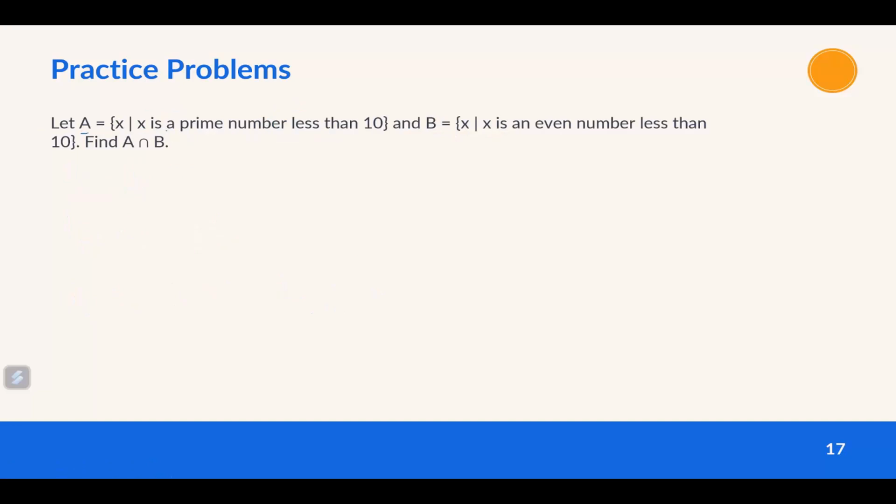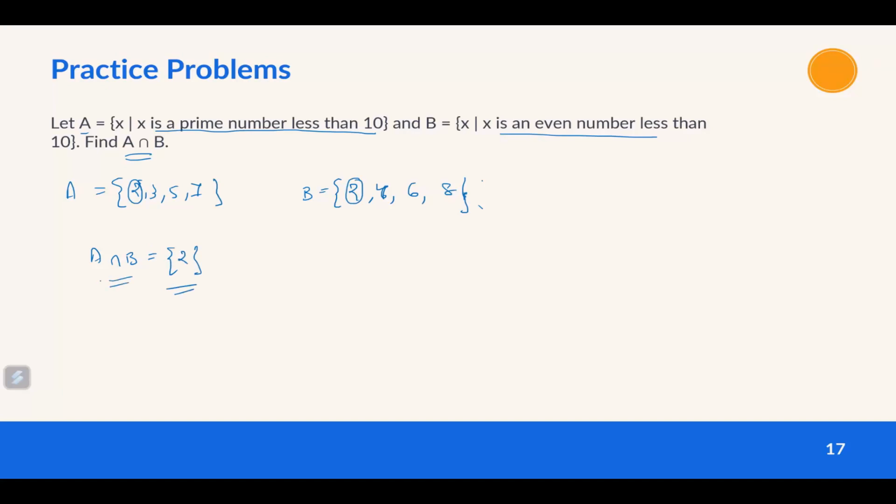Now we have a set A which contains prime numbers less than 10. So we will write prime numbers less than 10 are 2, 3, 5, 7. And the set B contains even numbers less than 10. So we will write even numbers less than 10: 2, 4, 6, 8, and 10 will not be there because they are saying less than 10. And what we have to do? We have to do intersection. So A intersection B. What is the common element between these two sets? 2 is common in both the sets. So the intersection will give one element which is 2. So A intersection B gives this set.